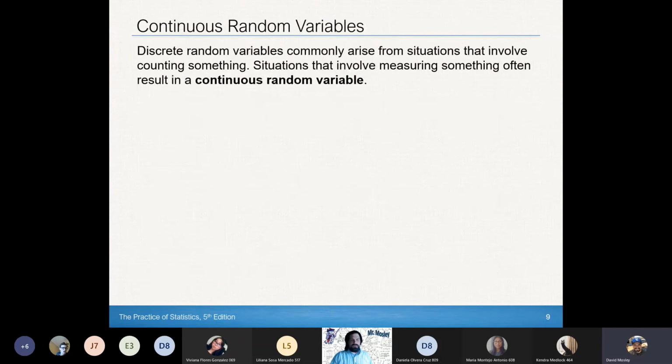So next, we've talked about discrete. Now we're going to talk about continuous random variables. Discrete random variables commonly arise from situations that involve counting something. Situations that involve measuring something often result in a continuous random variable. Essentially, this means that the possibilities for our random variable are any of the values between a set of things. When we're measuring a set of people's heights, it can go from a really low number to a really high number, and every possibility in between. It's not just normal counting numbers.